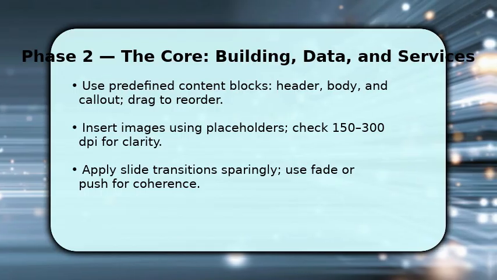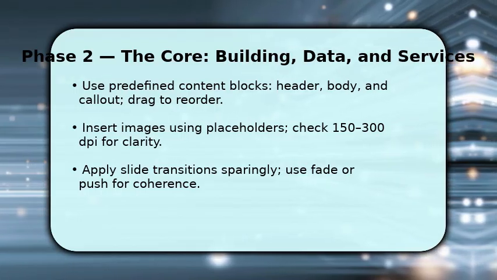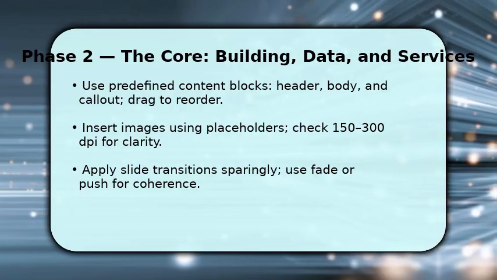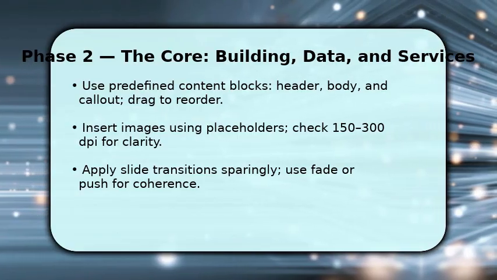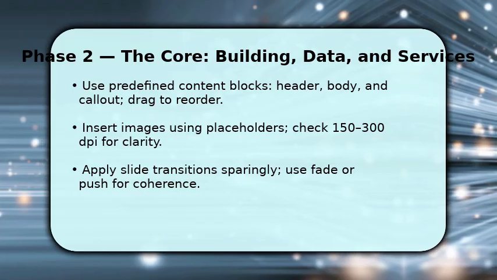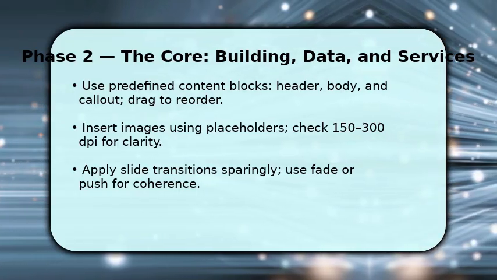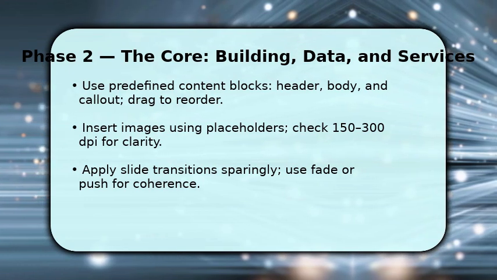When inserting images, drop them into placeholders. This preserves crop and spacing, and use 150 to 300 dpi files to keep visuals sharp. Once text and visuals are placed, format bullet lists using the template styles. This preserves spacing, indentation, and accessibility tags.